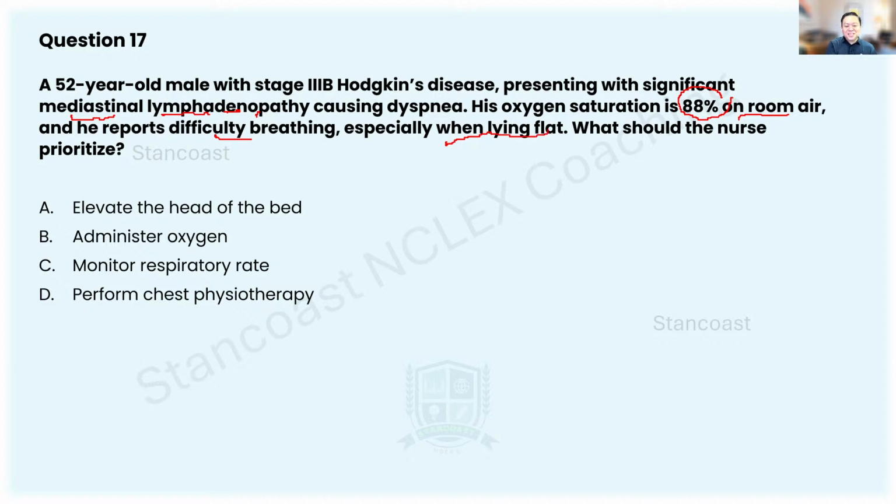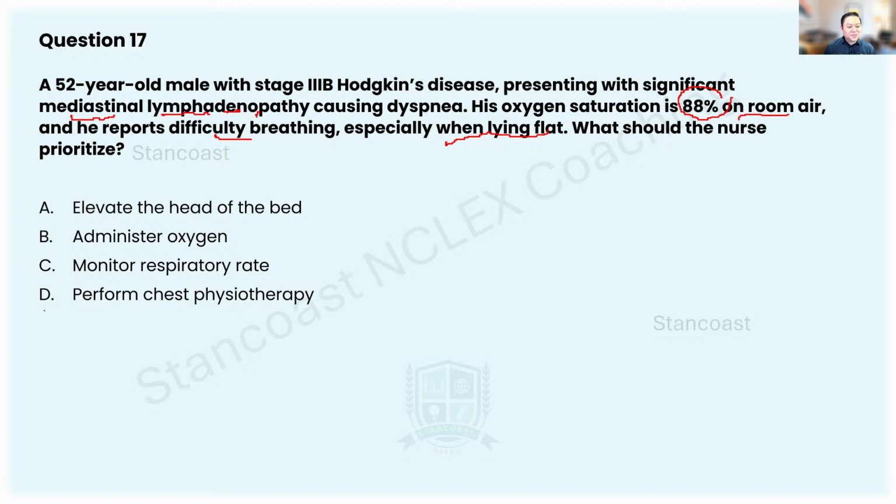Okay, don't get confused here, guys. What should the nurse prioritize? I know we know about the basic nursing steps. What do you think can help the patient's difficulty of breathing? Are you torn between A and B, guys? What do you think? I'm seeing a lot of A's. So let's eliminate one by one.